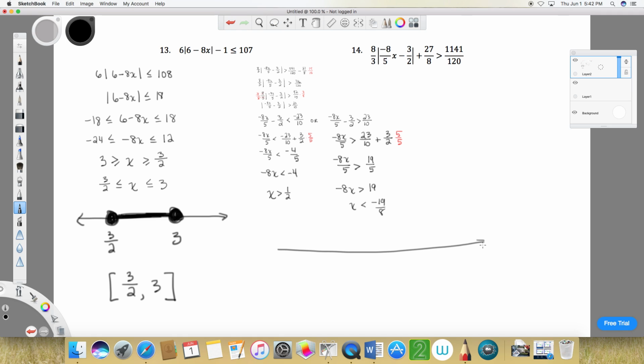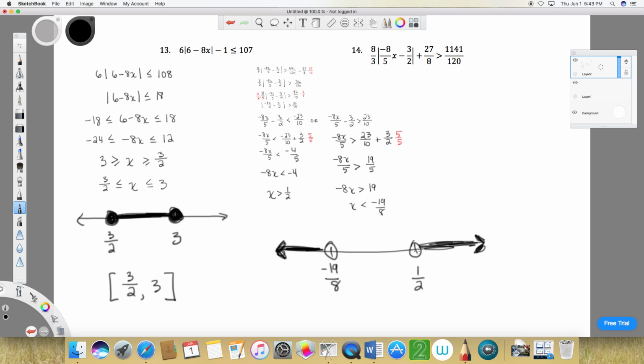So we have this negative fraction. On the number line, negative numbers are to the left of positive numbers. And we're not going to shade in our critical points here because it was a strict inequality. I want values of x that are less than this negative 19 over 8, so I'm going to shade to the left. I want values of x that are strictly bigger than 1/2, so I'm going to shade here to the right.